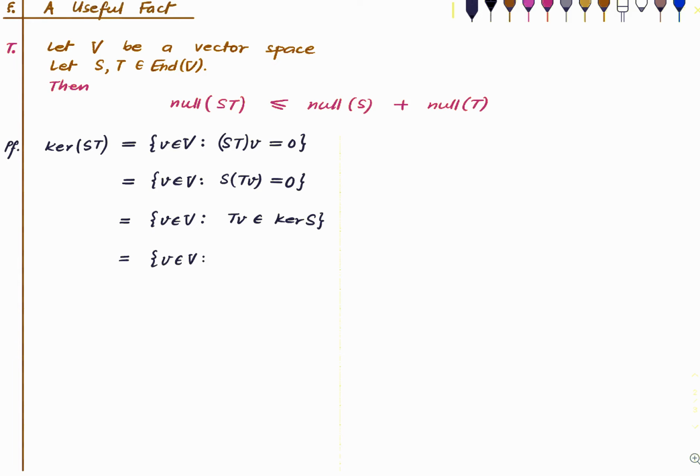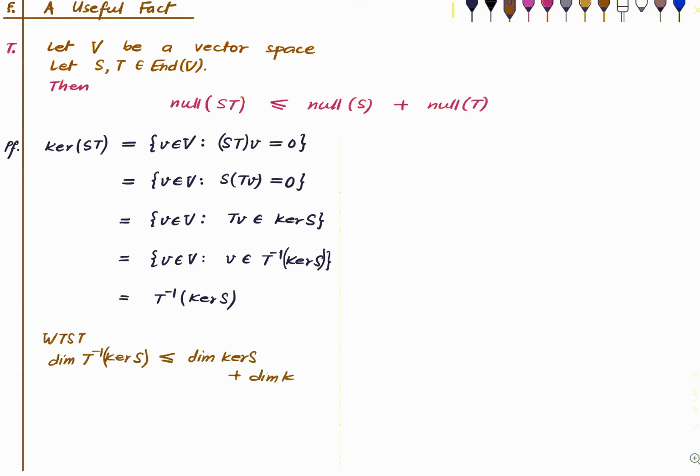So we have that, and thus this is nothing but those vectors which lie here, right? T inverse of the kernel of S. So that's what the kernel of ST is, and therefore what we want to show is that the dimension of T inverse kernel S is at most the dimension of kernel S plus the dimension of kernel T. So this is our goal. Okay, how do we do this?